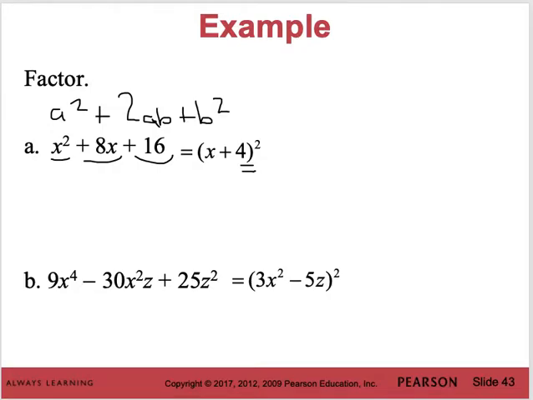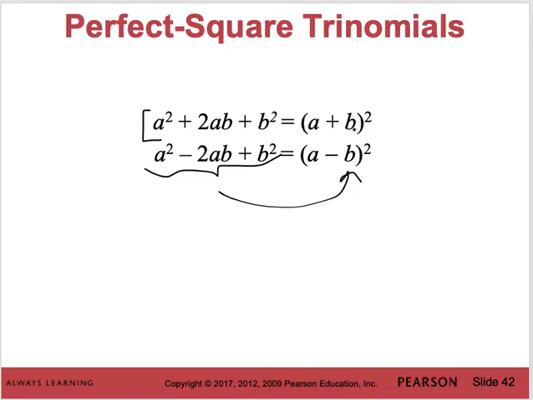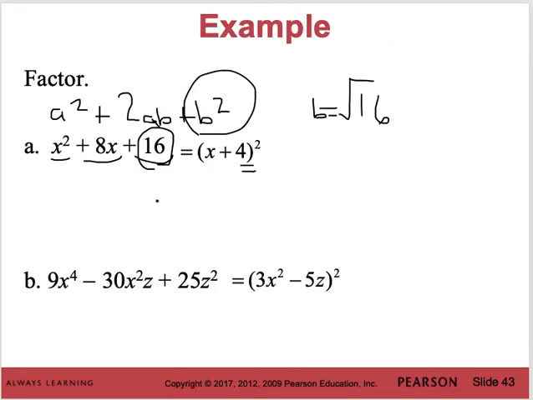A squared plus 2ab plus b squared. It's all positive. B squared is 16. So what is b? B would be the square root of 16, which is 4. 4 times 4 is 16. Okay? Because we were doing a plus b squared. A was x. If I just take the square root of x squared, I would get x. So there's our a and there's our b.